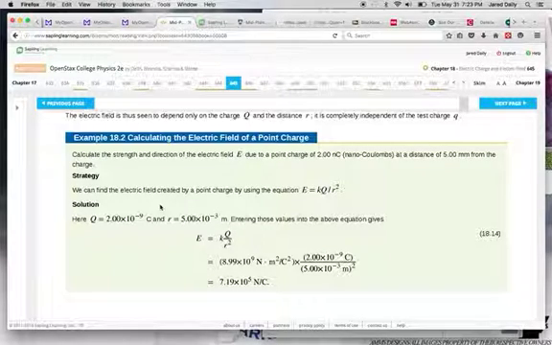The k is, of course, just Coulomb's constant, 8.99 times 10 to the 9. And then the q is the charge that's making the field, 2 times 10 to the minus 9, that's 2 nanocoulombs. And then we divide by the distance that we want to calculate the field at, which is 5 times 10 to the minus 3 meters, and then we square that. And the calculation that we make is 7.19 times 10 to the 5th newtons per coulomb.